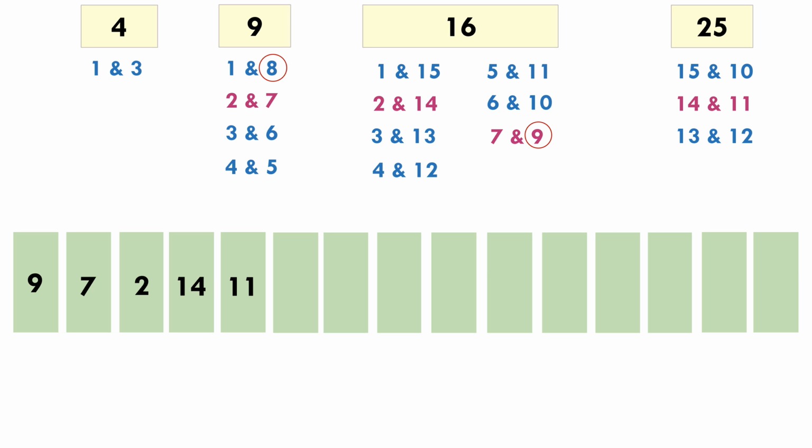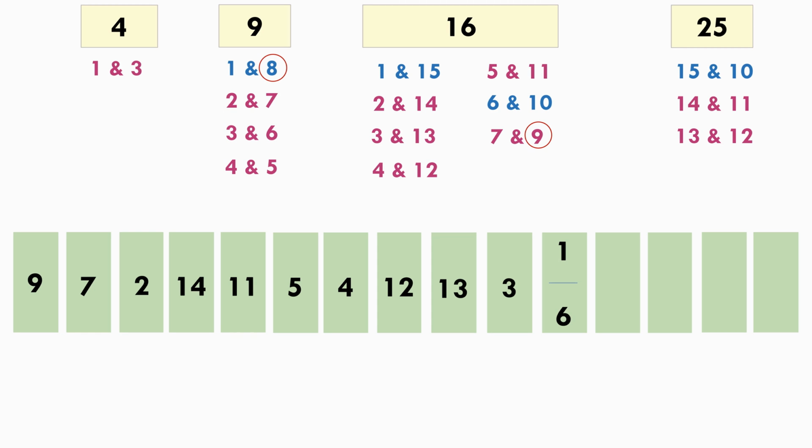So moving forward, we write 11, then 5, then 4, then 12, then 13, then 3. Now, here there are two options for 3, with 1 and with 6.